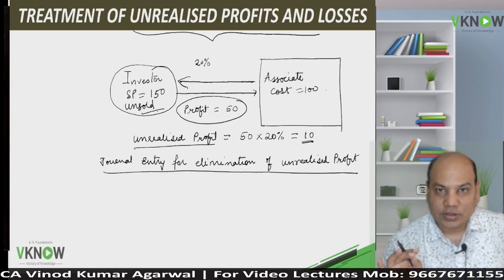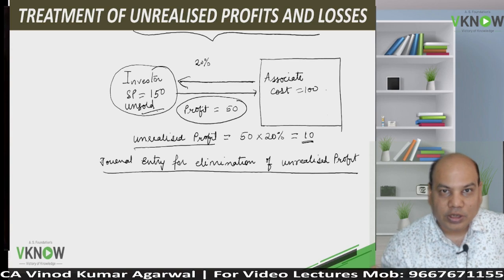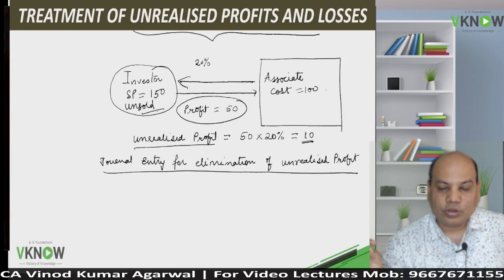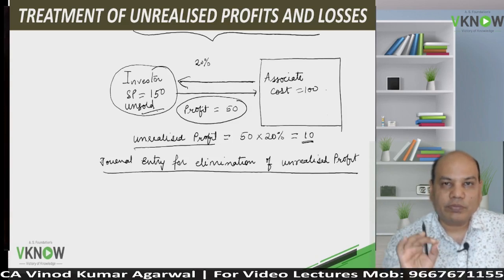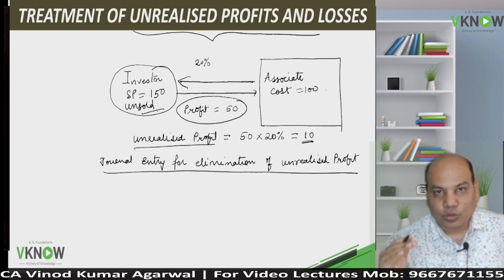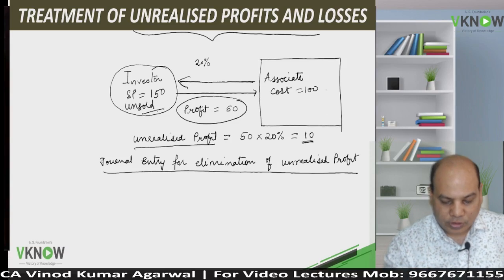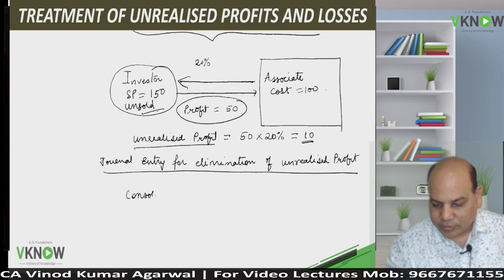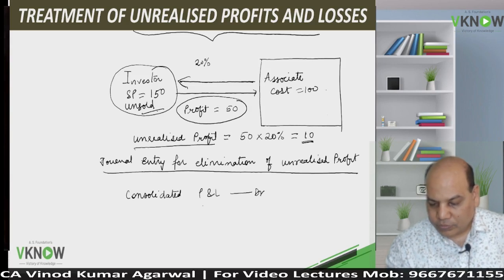So the standard says you are also a 20% owner in that associate. Till the associate sells the stock or till the investor sells the stock, 20% profit will not be treated as realized. So while preparing CFS, this needs to be eliminated. Profit needs to be eliminated by passing the entry: consolidated P&L account to investment in associate.